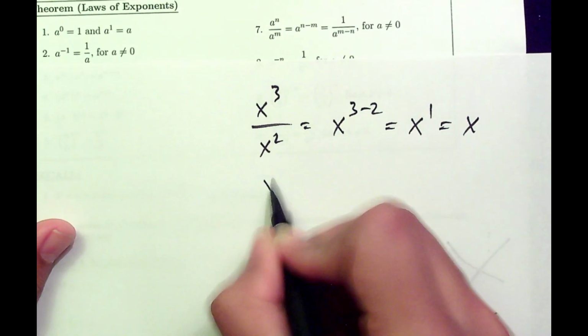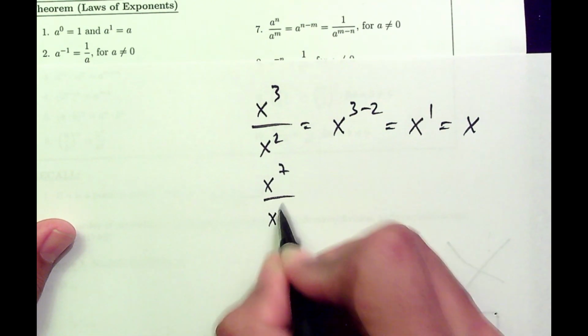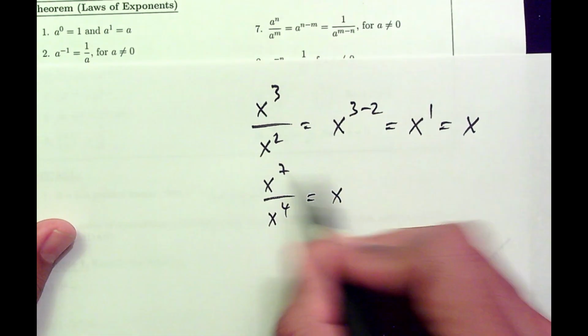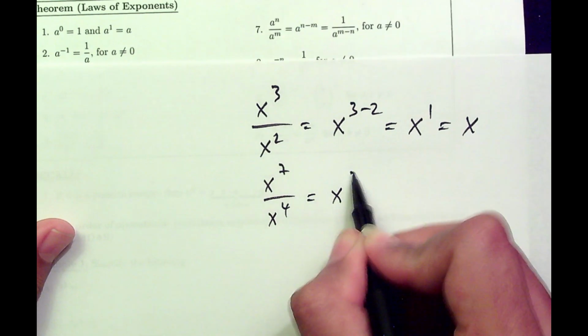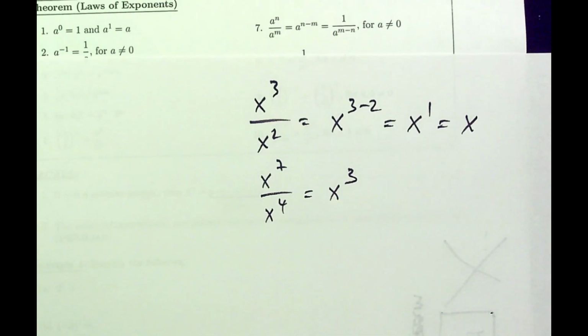Okay, here's another one, x to the 7 over x to the 4. That would be x to the 7 minus 4, which is 3. So you subtract the exponents.